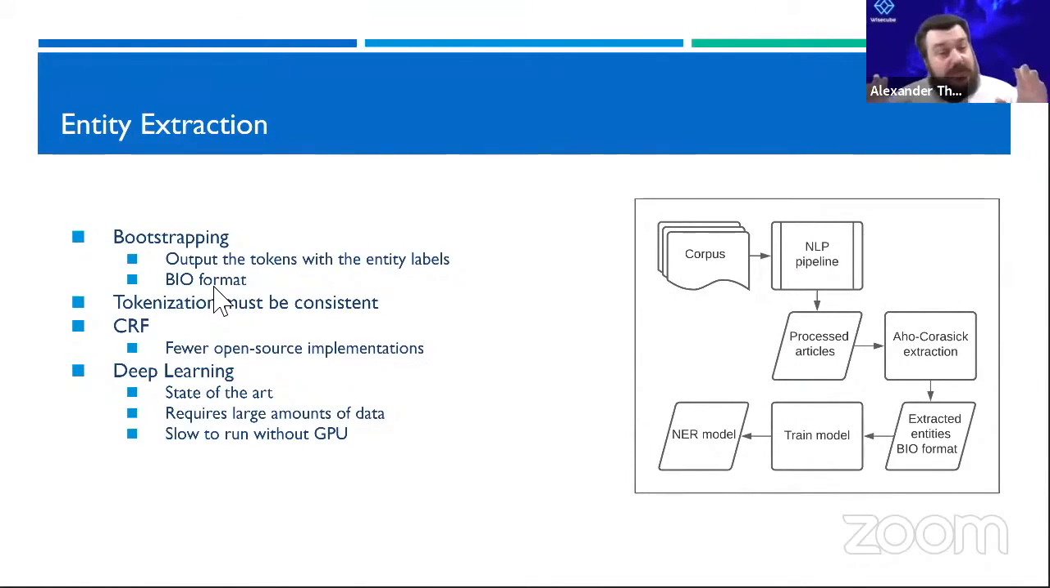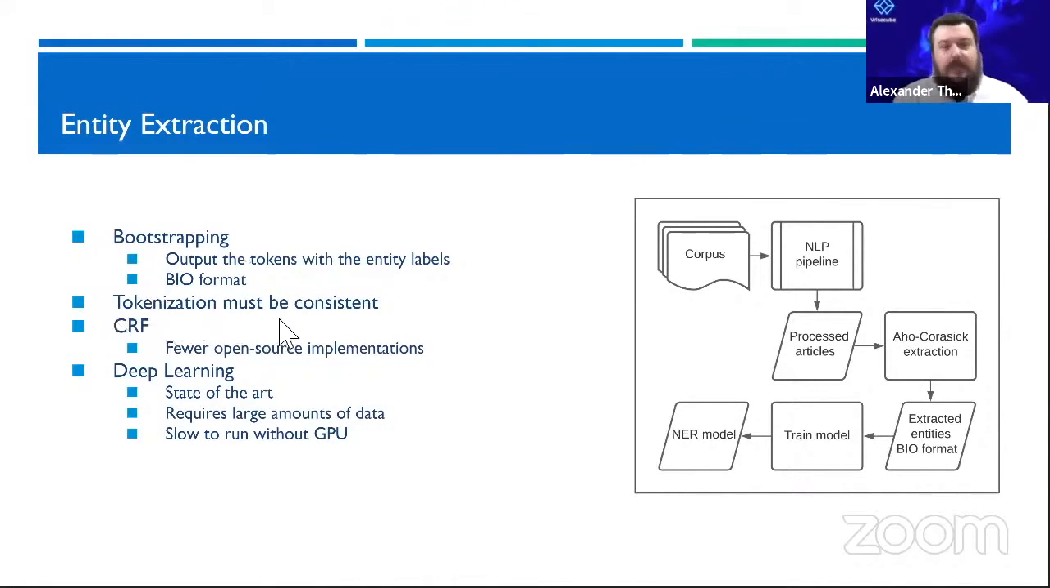We have to make sure the tokenization is consistent between them. If, let's say, you're fine-tuning a pre-existing deep learning model and it expects a different tokenization, you need to be doing that same tokenization for the dictionary-based approach that you're using to bootstrap. However you're doing it, you have to make sure the tokenization and whatever text processing you're doing is the same between your dictionary-based approach and your model building approach.